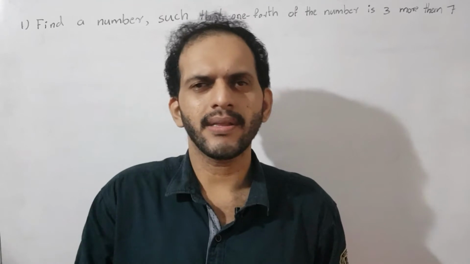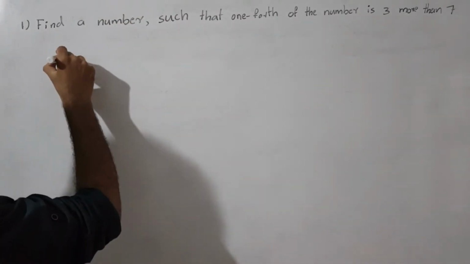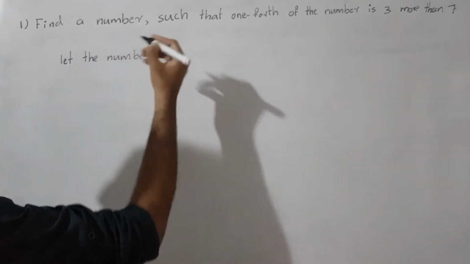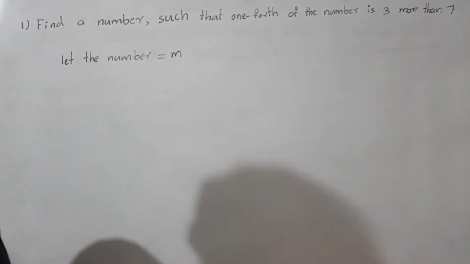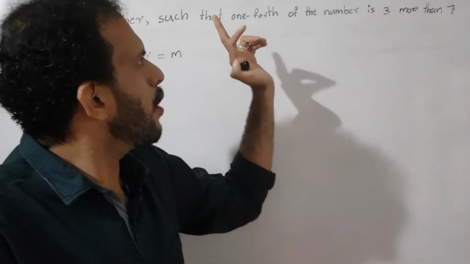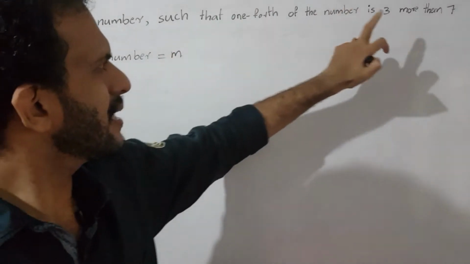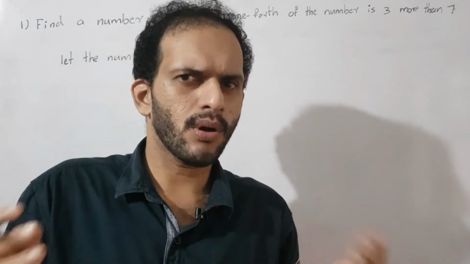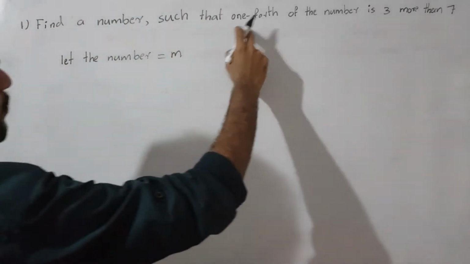Then here, what does the question ask? The question asks to find the number, so we choose: let the number be equal to, we choose any one of the variables. I choose here the letter m. Let the number be equal to m. Then what is the relation of this? The 1/4 of the number, that means the 1/4 of m, is 3 more than 7. We already learned how to create the equation for 3 more than 7. The next thing we need is the 1/4 of the number.